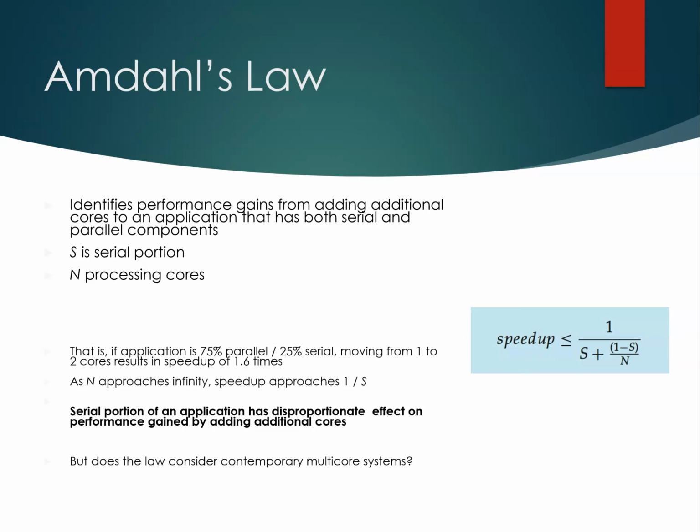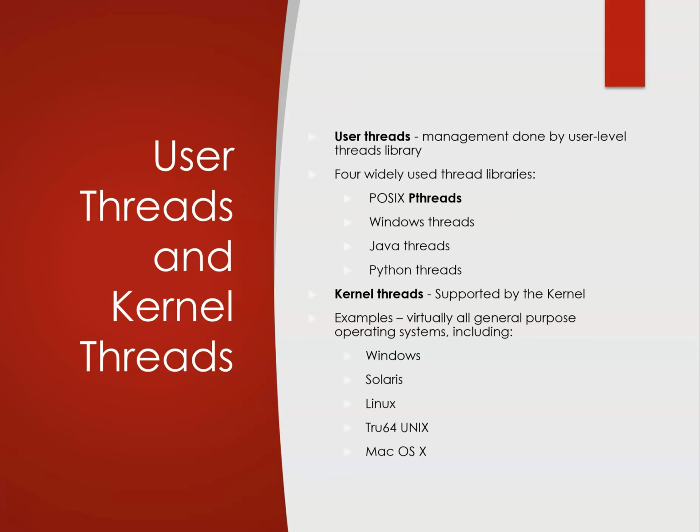As N approaches infinity, speedup approaches 1 over S, basically reducing the impact of the parallel portion. The serial portion of an application has a disproportionate effect on performance gained by adding additional cores. But does the law consider contemporary multi-core systems? It's a good question. It's more based on multiprocessors, but with multi-core, it's roughly the same.